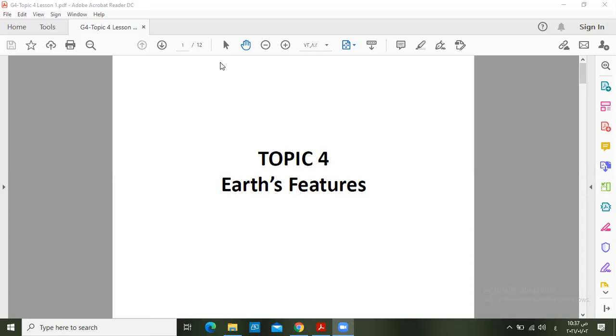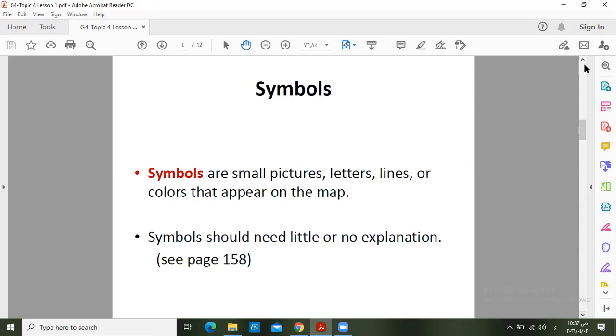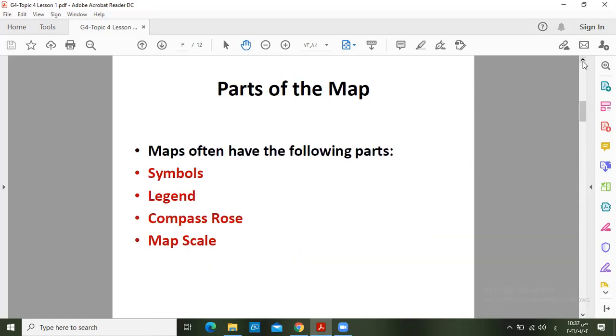Again, any type of map must have parts or elements. These parts of the map help us to understand the map. Without these parts, we can't understand the map. Suppose that you are looking at a map and there are no symbols or no compass rose or no legend. How can you understand this map?